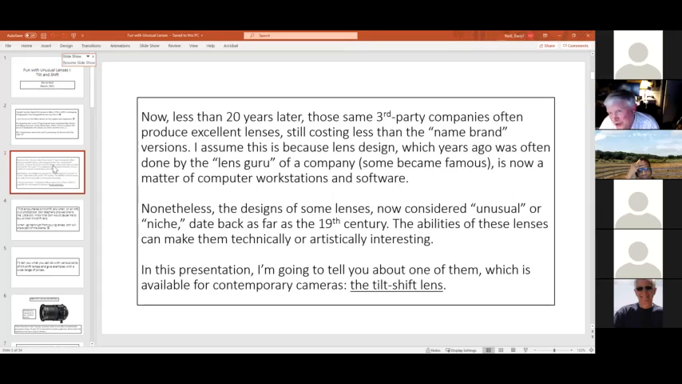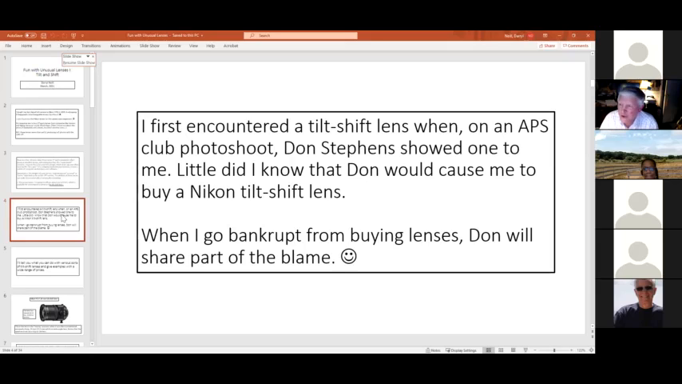So I'm interested in older lenses and design. You'll find out that a lot of lenses until recently, like at Olympus, they had some guru, someone who was the design person for the lenses and had this magic. I figure now, because people like Tamron are doing so well and companies you never heard of, they're all using computer workstations that are designing the things. So that makes me even more interested in some of the old kinds of lenses. And the tilt shift lens I'm going to tell you about came about in the 19th century, at least the background knowledge. I have to point out that I first encountered a tilt shift lens on a club photo shoot when Don Stevens showed it to me.